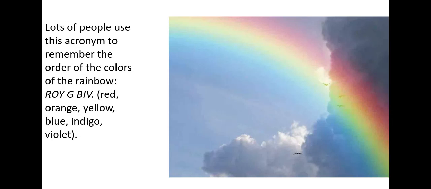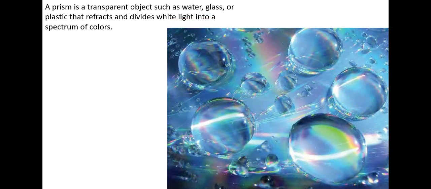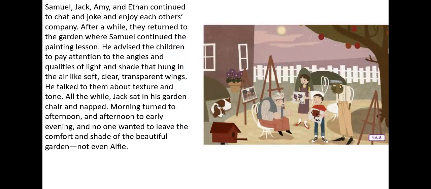Lots of people use this acronym to remember the order of the colors of the rainbow. If you remember Roy G. Biv, maybe you've heard that before, maybe in art class. Roy G. Biv, the colors of the rainbow in order: red, orange, yellow, green, blue, indigo, and violet. A prism is a transparent object such as water, glass, or plastic that refracts and divides white light into a spectrum of colors. Samuel, Jack, Amy, and Ethan continued to chat and joke and enjoy each other's company.